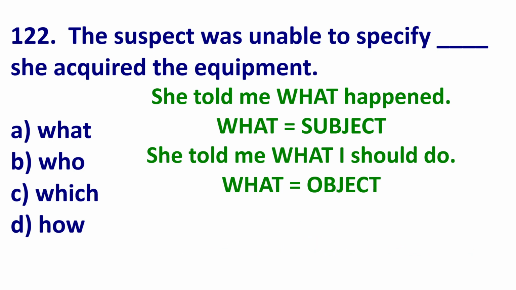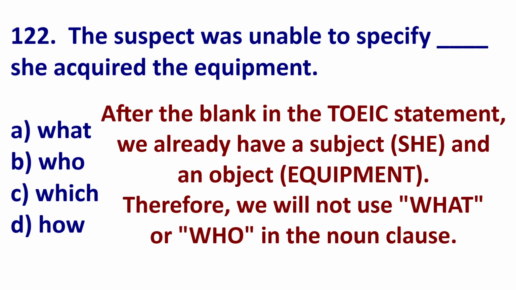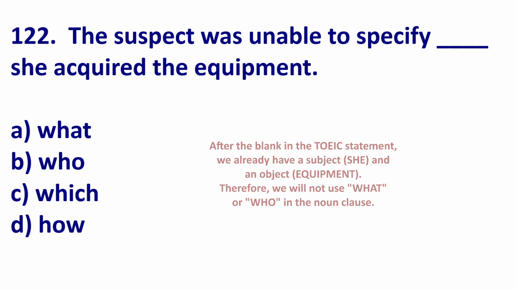So we can see in this TOEIC question, we already have a subject, she, and an object, the equipment. So we can eliminate what and who. So the answer here is D.